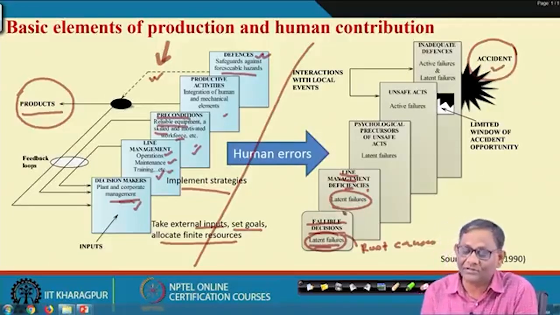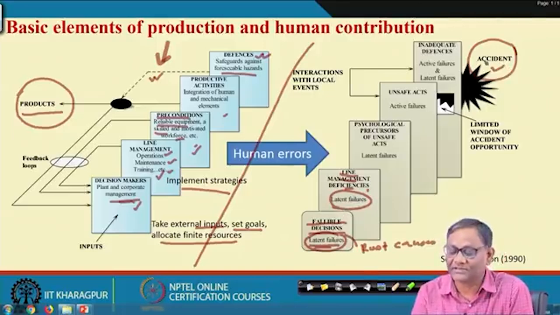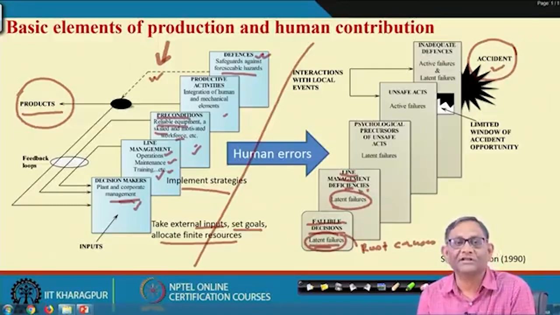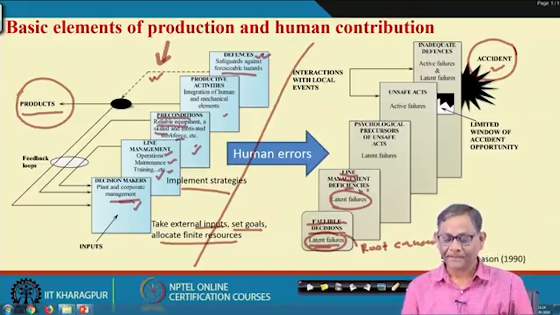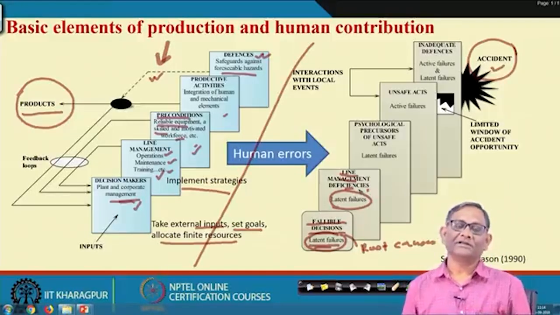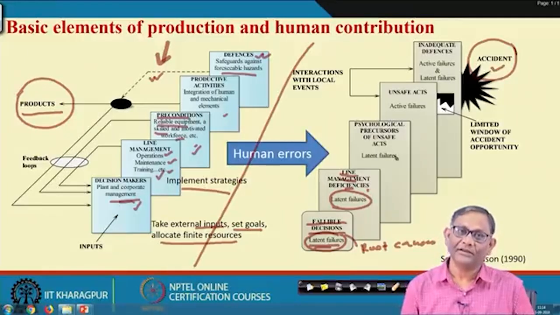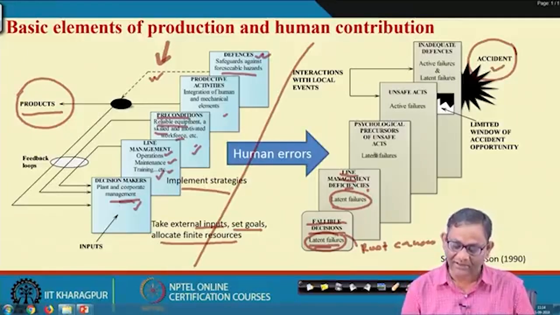Latent means that when an accident has taken place, you cannot immediately find out what the fallible decision or the line management deficiencies were. So you require a systematic investigation procedure, and only through that inquiry will you find out what the latent causes are.